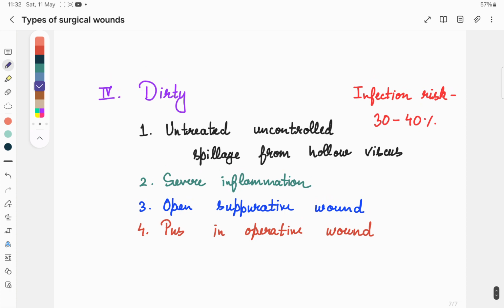In dirty wound, we have untreated uncontrolled spillage from hollow viscus, severe inflammation, open suppurative wound, pus in operative wound. So if pus is present, it has to be a dirty wound. Infection risk is 30 to 40%.